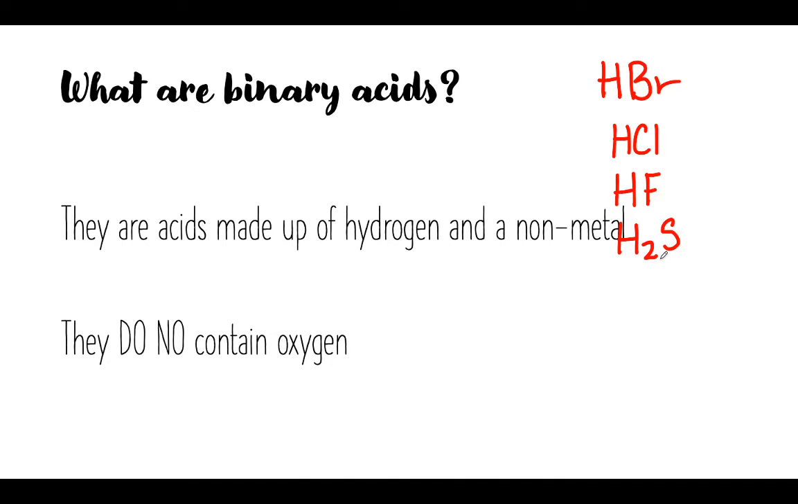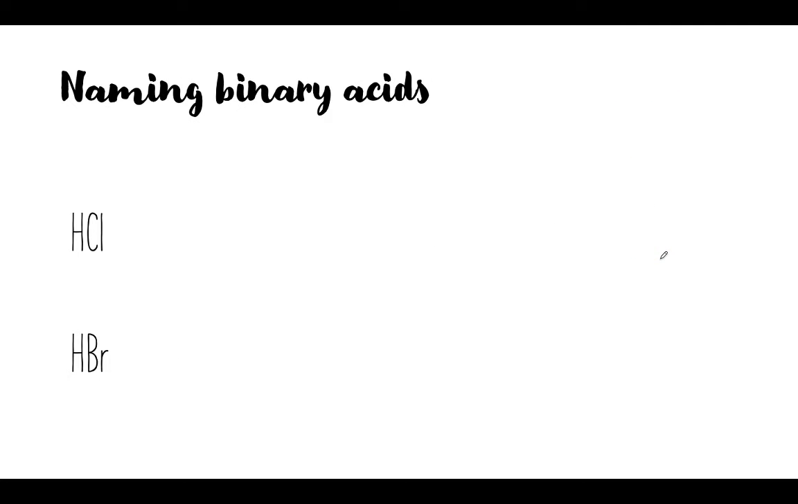So this is a sign that you're not looking at a binary acid. Say, for example, there's a hydrogen and then there is, say, SO4. So there's oxygen in there. You know that that's not a binary acid. It's really important for us to identify which compound is which category, so then we can use our appropriate naming rules for them. Okay, so let's start naming them.